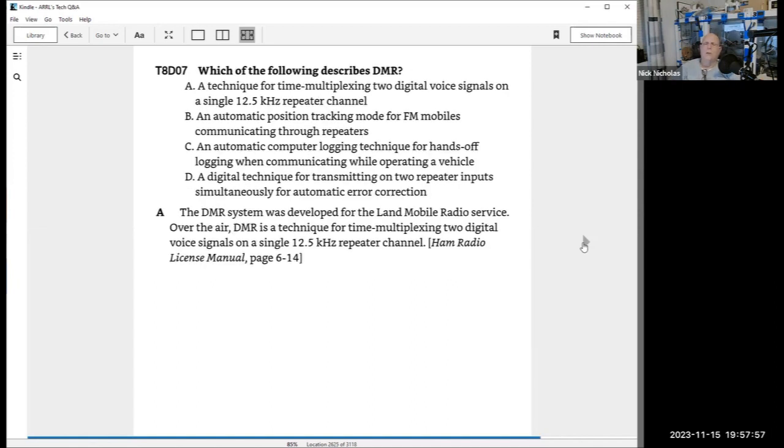Which of the following describes DMR? It's a technique for multiplexing two digital voice signals on a single repeater channel. DMR was designed for general land mobile. We've carried it over into amateur radio, and we get the advantage that we really can multiplex two independent signals at the same time on a repeater.